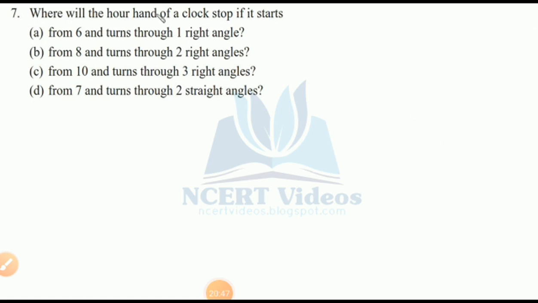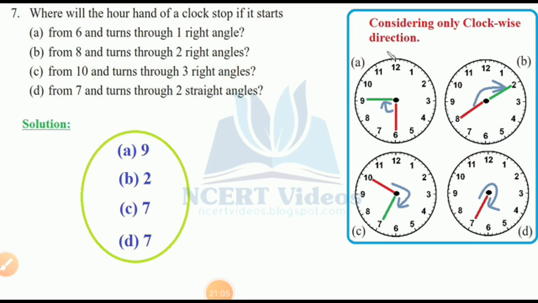Question number 7. Where will the hour hand of a clock stop if it starts from 6 and turns through 1 right angle, from 8 and turns through 2 right angles, from 10 and turns through 3 right angles, from 7 and turns through 2 straight angles?